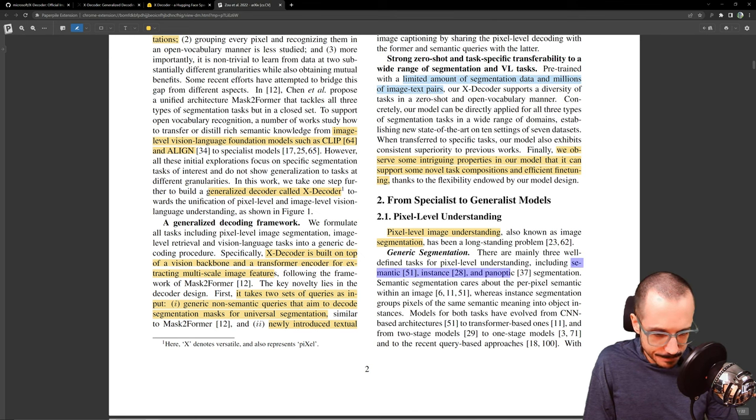instance, and panoptic. So semantic is more like if you're thinking in an autonomous vehicle context, you just want to know what is the road, what is the sidewalk, what is building, what is sky, right? You're just basically categorizing every pixel in the scene or in the image into one of X categories. Instance segmentation is a more difficult version of that, where you're now trying to say this is one car, this is a different car, this is a different car, right? So you're not just classifying a pixel into a set of categories, but you're also trying to bound individual objects within the scene.